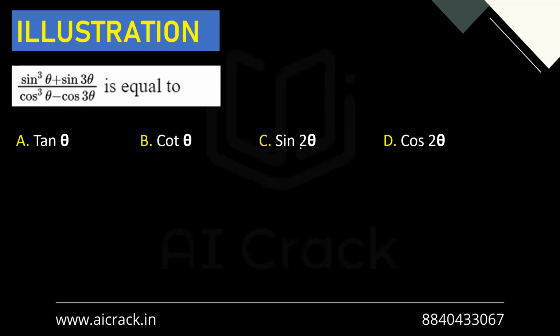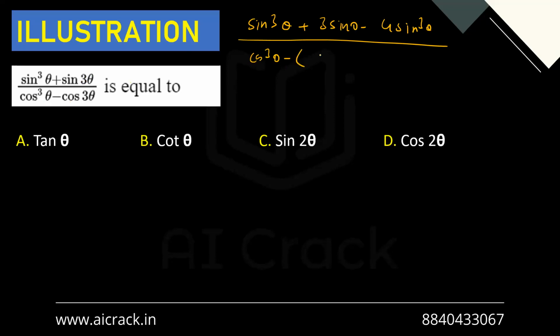Now let's look at this particular question. We have sine cube theta plus sine 3 theta divided by cos cube theta minus cos 3 theta. And it's pretty obvious that we have to use the sine 3 theta formula over here. So we have sine cube theta plus sine 3 theta, that is 3 sine theta minus 4 sine cube theta, divided by cos cube theta minus 4 cos cube theta minus 3 cos theta.